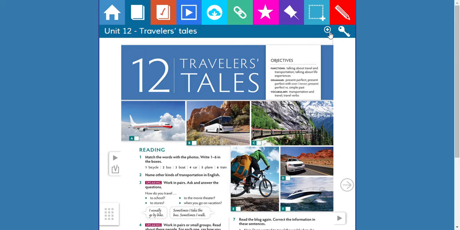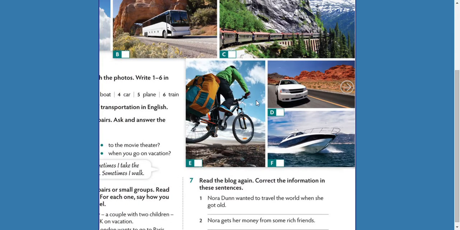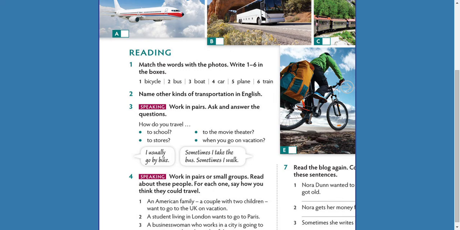Okay, class. So we have plane, bus, train, bicycle, car, and a boat. What other kind of transportation can you tell the class? Remember, transportation. For this activity, you are going to think about it, and in our classes we are going to continue with this question. You are going to tell me all kinds of transportation you can imagine. Okay, let's continue. Let's work with speaking.